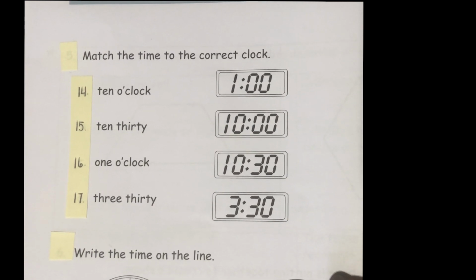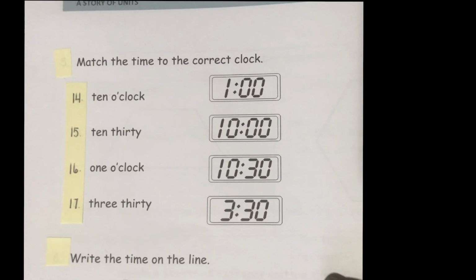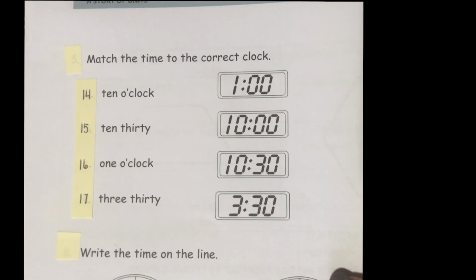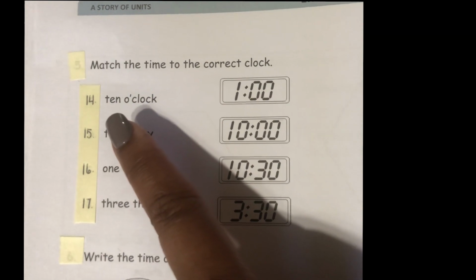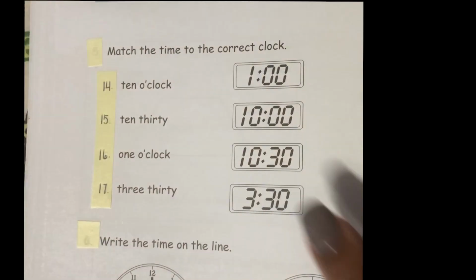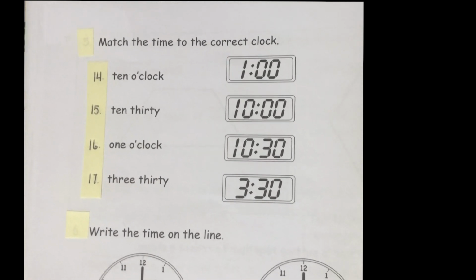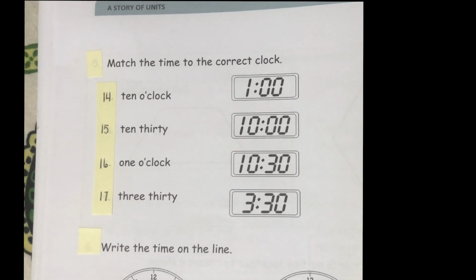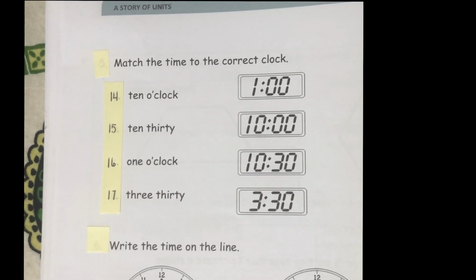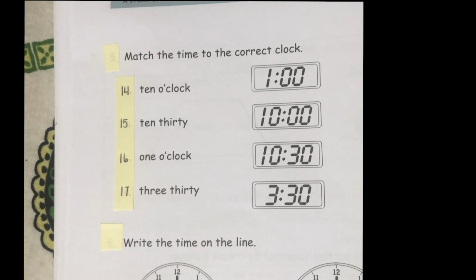Yabo? So you can pause the video to do so. Then you're going to match the time to the correct clock. So start at number 14, which is 10 o'clock, and draw a line to the digital clock that also says 10 o'clock. You will do the same for 15, 16, and 17. Please pause the video now to complete numbers 14 through 17.